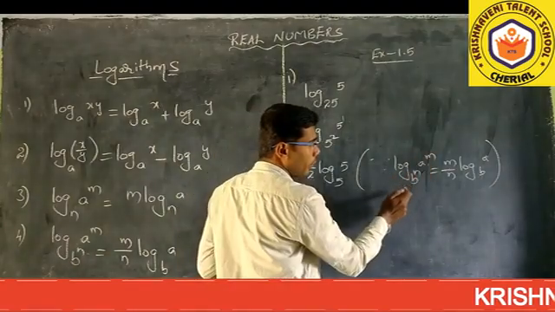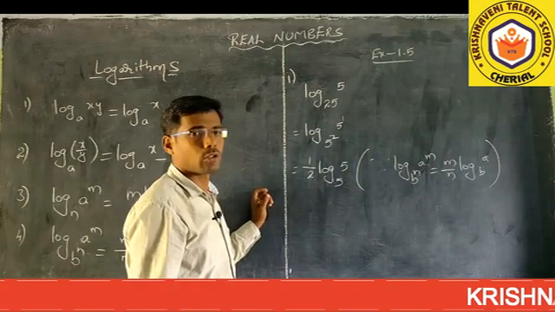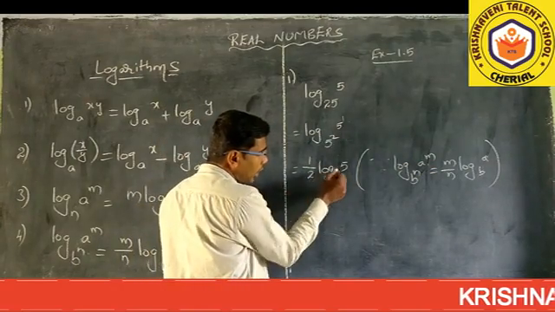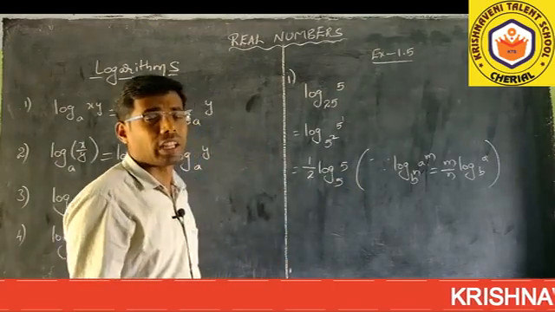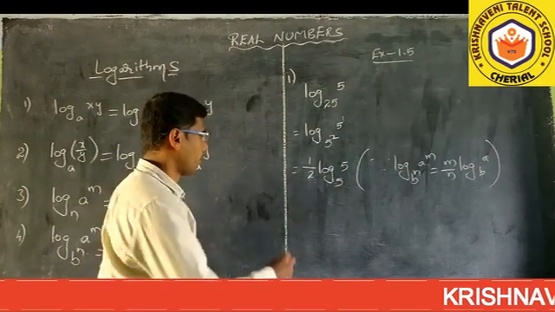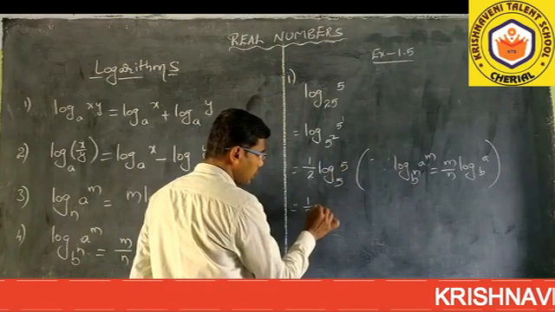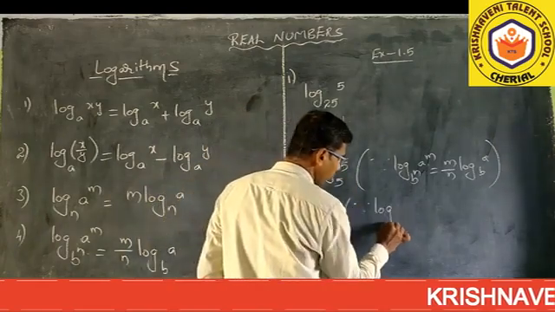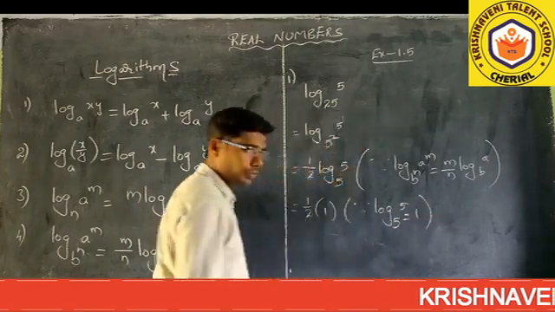Log a to the power of m to the base b to the power of n equals m by n log a to the base b. Now, if you observe properly, log 5 to the base 5: as I already said in the introduction, if the number and the base are both the same, you will get the value 1. So log 5 to the base 5 is equal to 1.